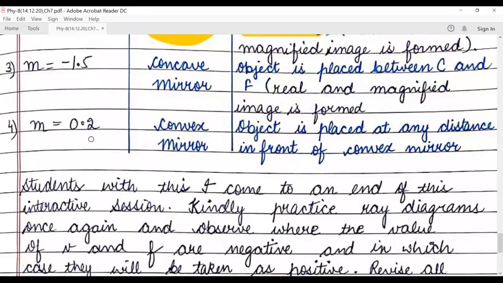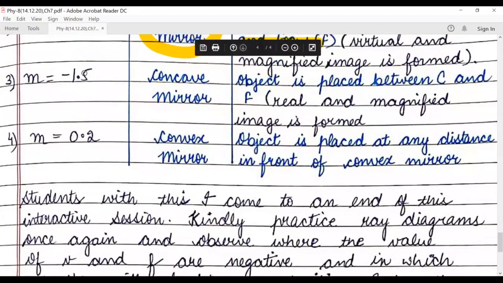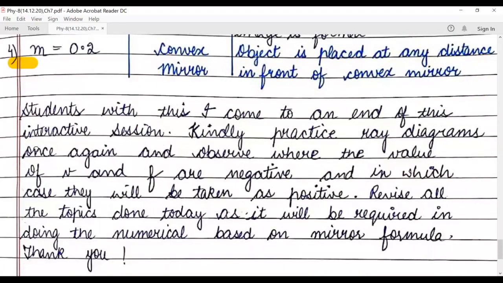In case 3, magnification is minus 1.5. Minus means a real and inverted image is formed, and 1.5 is a number greater than 1. So students, according to the sign, it is a real image, and according to the number, it is a magnified image. So a real and magnified image is formed when the object is placed between the center of curvature and focus of the concave mirror. Part 4 we have already discussed earlier today.